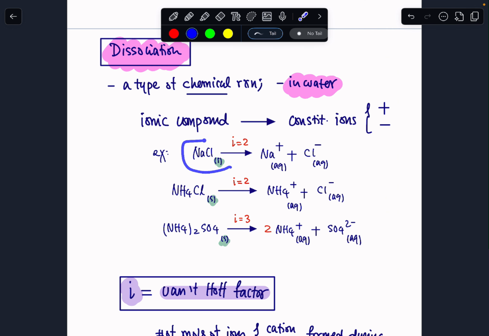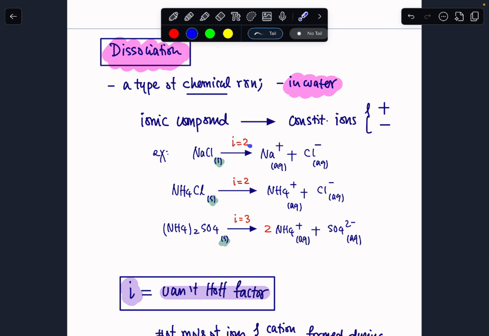So if you have 1 mole of salt, you get 2 moles on the right. Why? Because you get 1 mole of sodium and 1 mole of chloride. The Van Hoff factor is 2. You look at ammonium chloride, you also get 2 species: you get ammonium cation and chloride anion. But when you have something like ammonium sulfate, because you get 2 moles of ammonium and 1 mole of sulfate, then in total you get 2 plus 1, which is 3 moles on the right. And so in that case, your Van Hoff factor is 3.